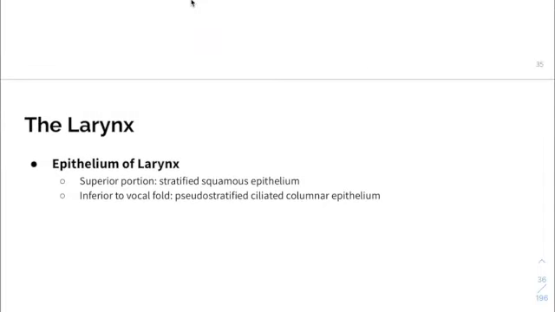So the epithelium of the larynx. Of course, we're going to get stratified squamous epithelium at the top. And then as we go below your vocal cords, it turns into that pseudostratified ciliated columnar epithelium. That epithelium secretes mucus, which helps to moisten air as it's breathing in all the way down, catching any foreign particles. It moves the mucus up towards the throat to be either coughed out or swallowed.